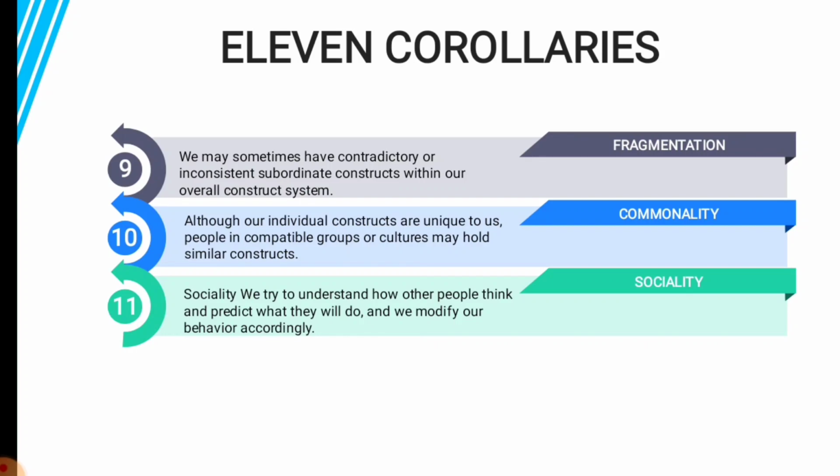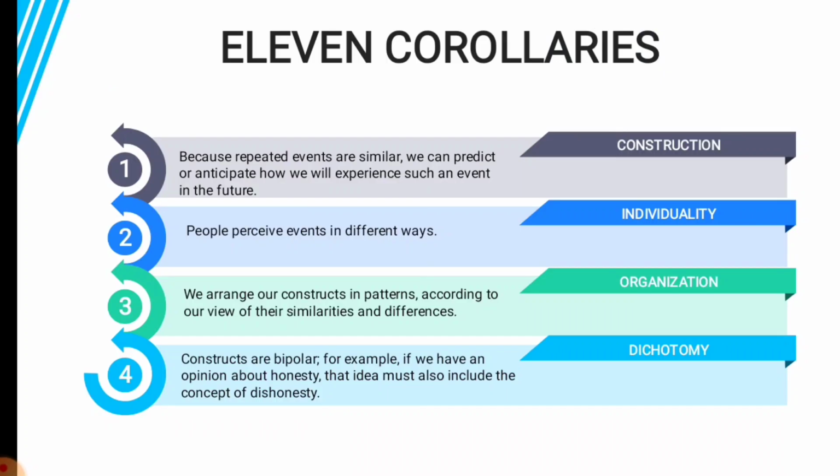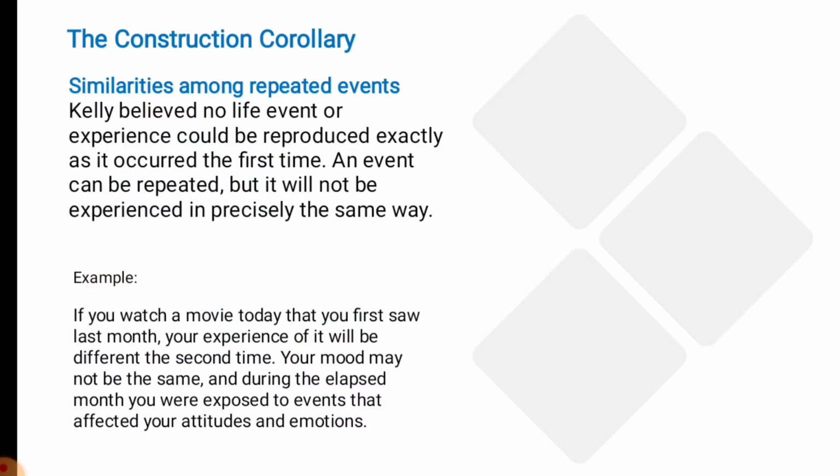11 is the sociality corollary. Okay, we try to understand how other people think and predict what they will do, and we modify our behavior accordingly. Okay, so focus siya sa social events. So these are the 11 corollaries in the theory of Kelly.